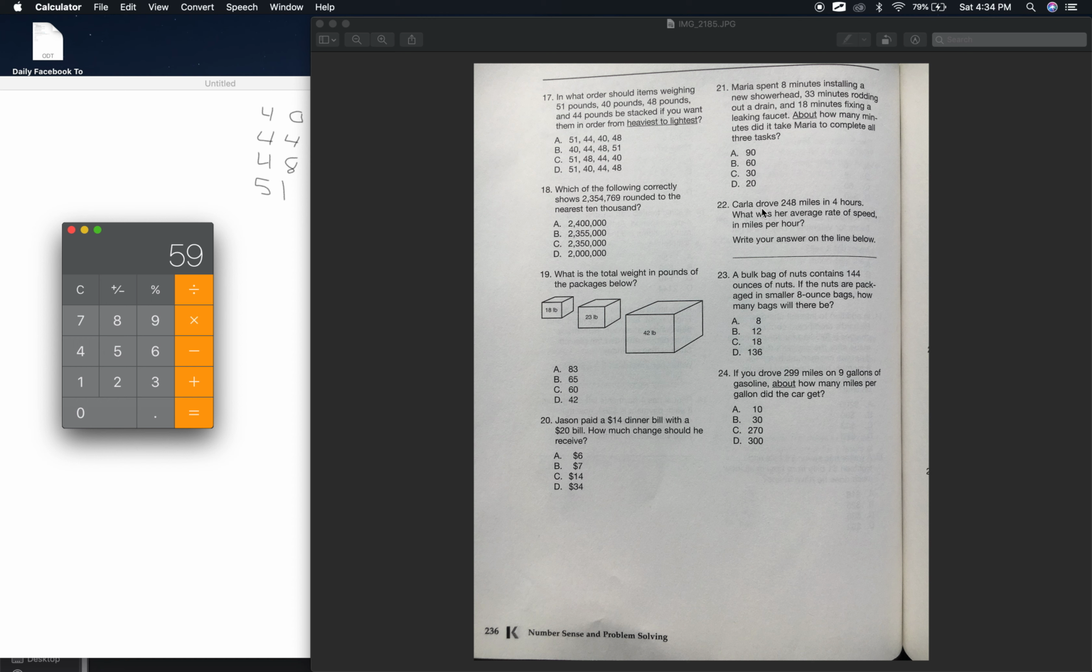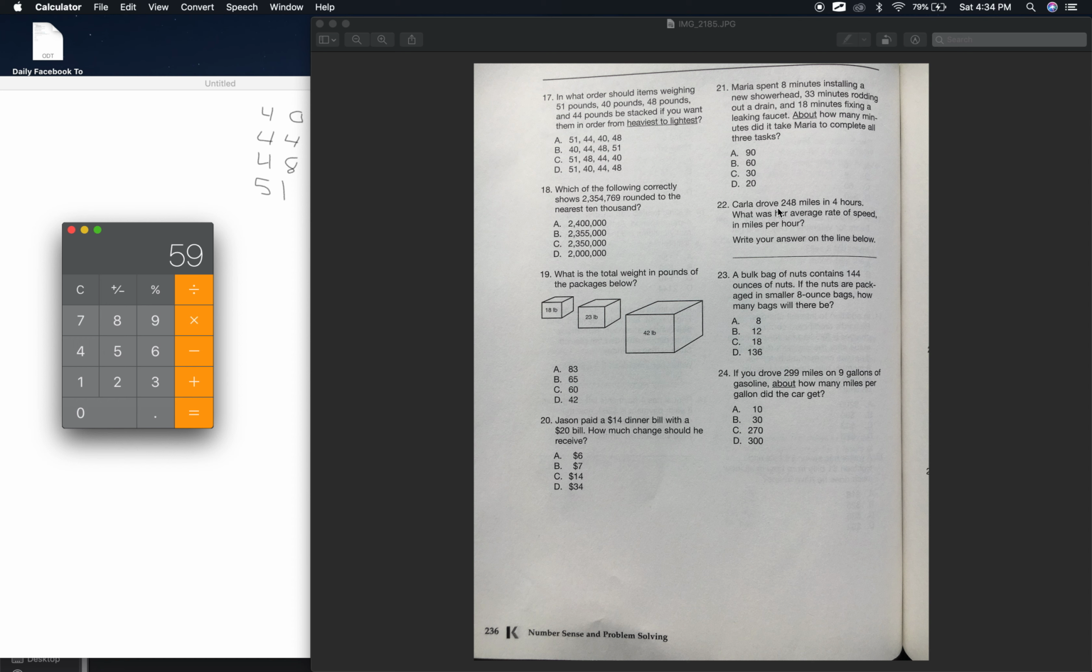Okay, so B. Okay, now 22. Carla drove 248 miles in 4 hours. What was her average rate of speed in miles per hour? Okay, write your answer on the line below.